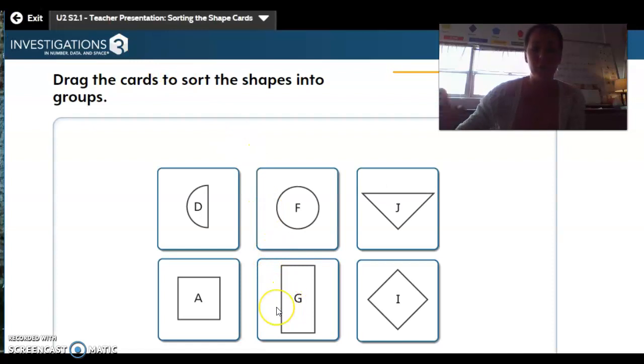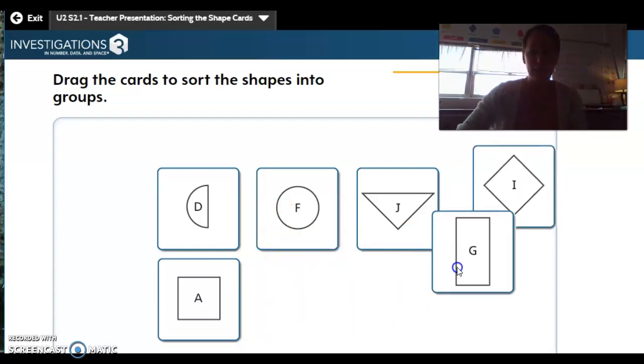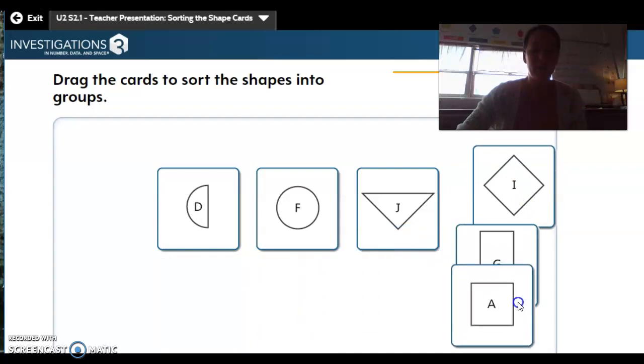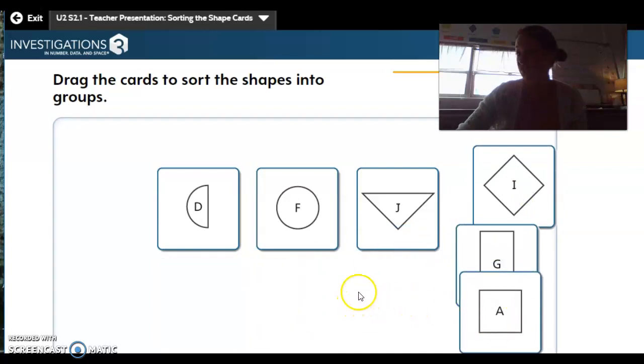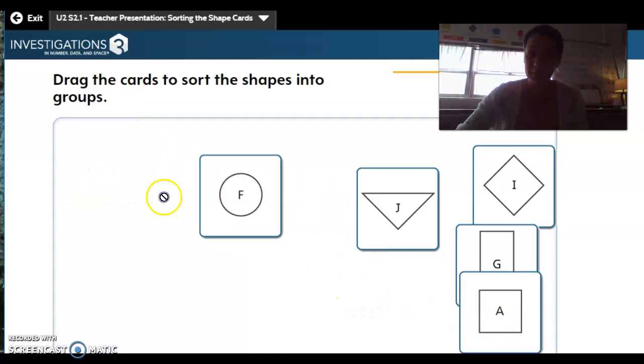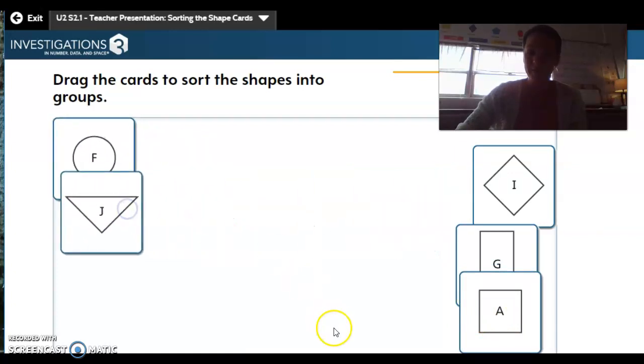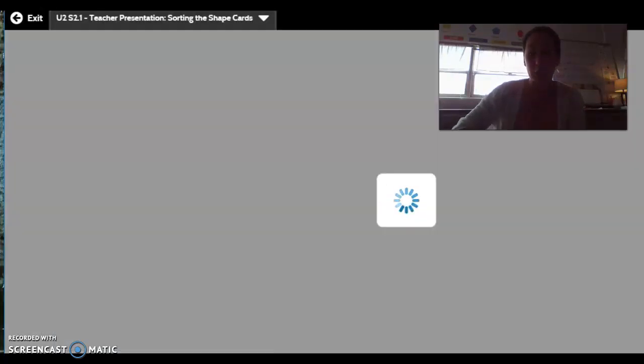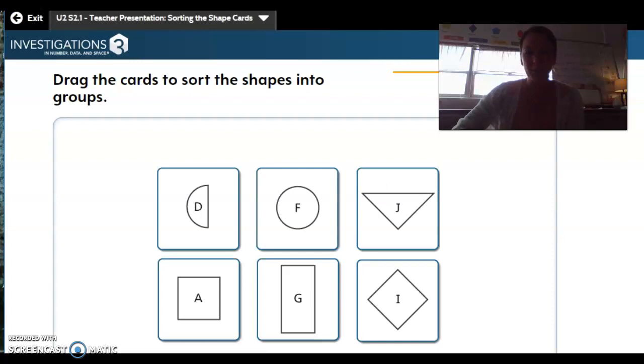You could do the number of sides in a shape. So we could say all of the shapes that have 4 sides over here. Okay, all of the shapes that don't have 4 can come over here. Okay, makes sense? Again, there are many different ways to sort shapes into groups using common attributes of the shapes.